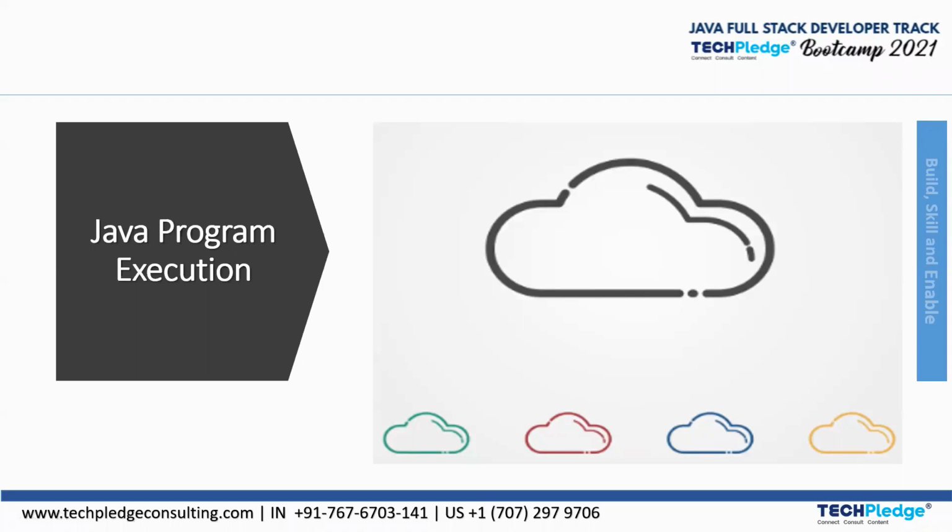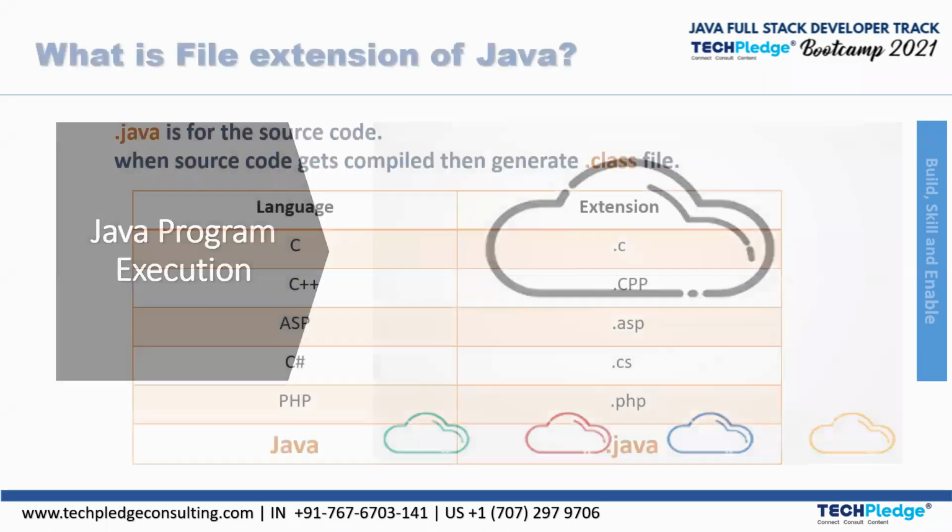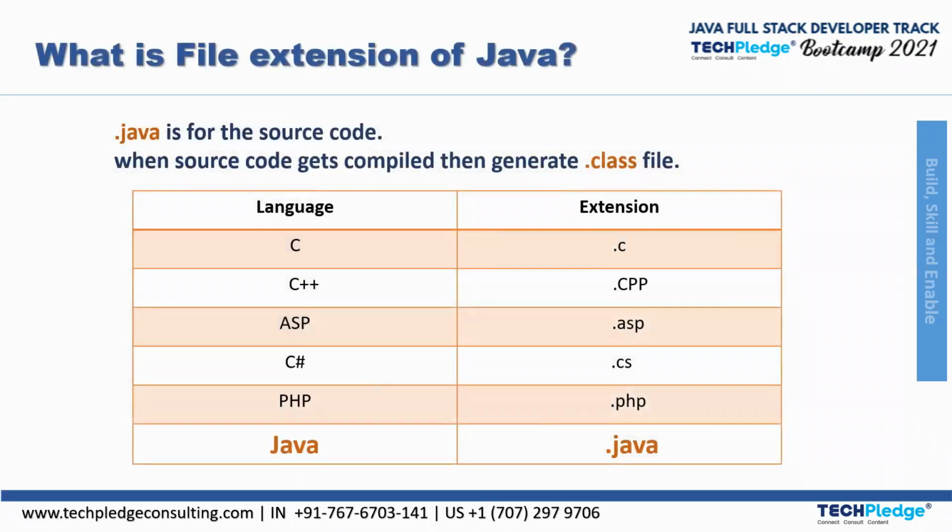Okay, so welcome back. Now we are going to see how a program is executed in Java. First of all, we have to know the file extensions. For every programming language, there is a specific file extension. For C, it is .c. For C++, it is .cpp. Similarly, for Java, it is .java. Although the source code initially gets compiled into a .class file, when we are running it, we are running it in .java itself.